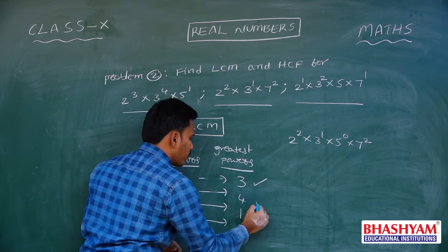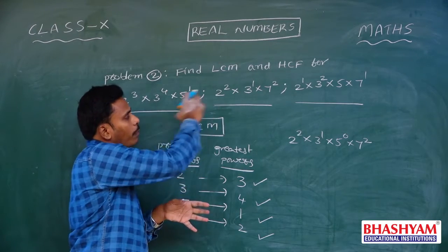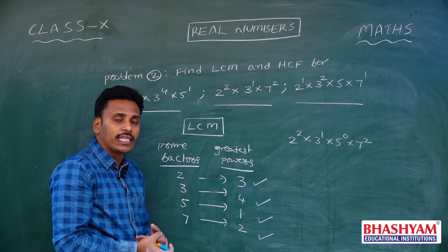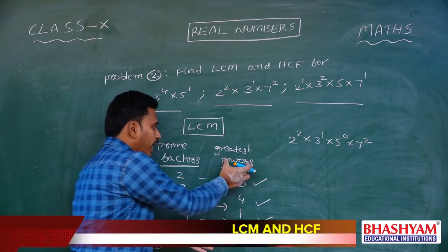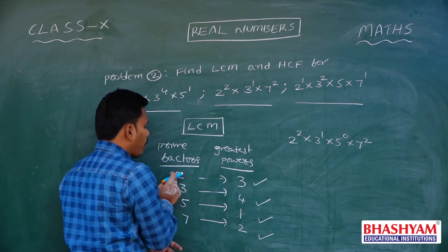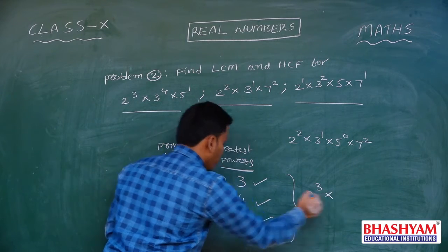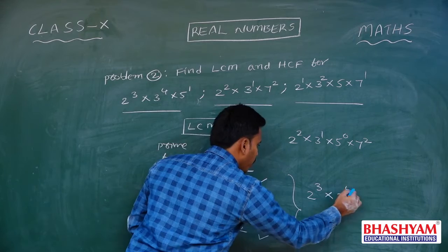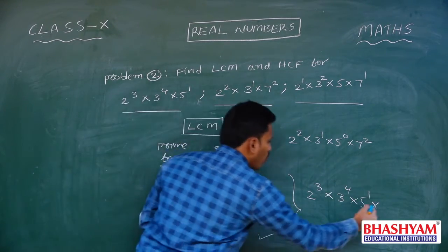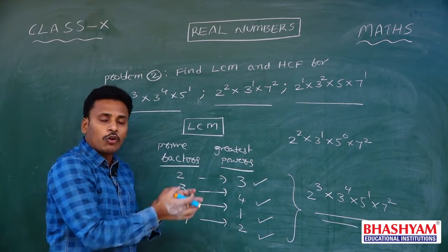And now look at the numbers. See, these are the involved prime factors in the prime factorization of those numbers, and these are the greatest powers. The definition to find the LCM is the product of the greatest powers of the prime factors. So we need to multiply the prime factors along with these powers. So at the end, the LCM is given by 2 power 3 into 3 power 4 into 5 power 1 into 7 power 2, and this is the LCM for the given three numbers.